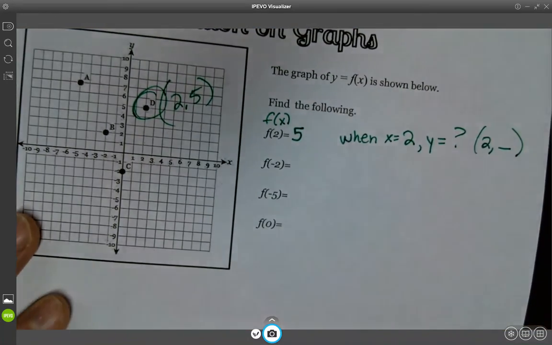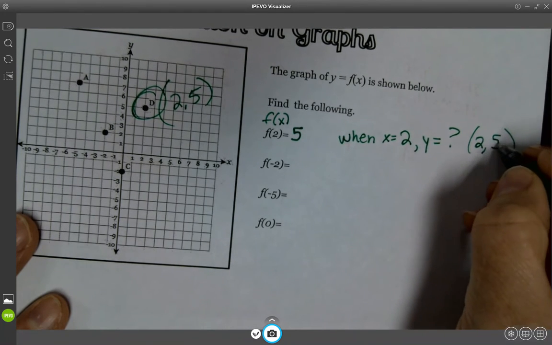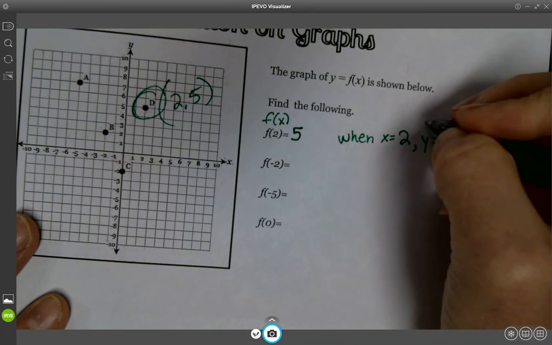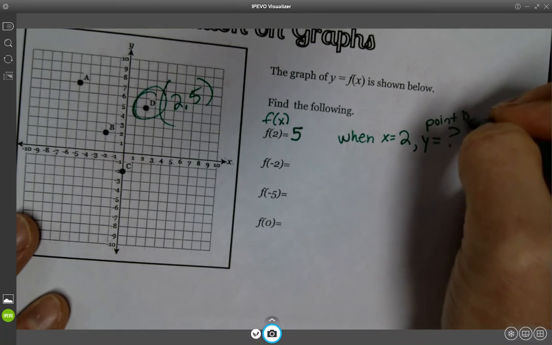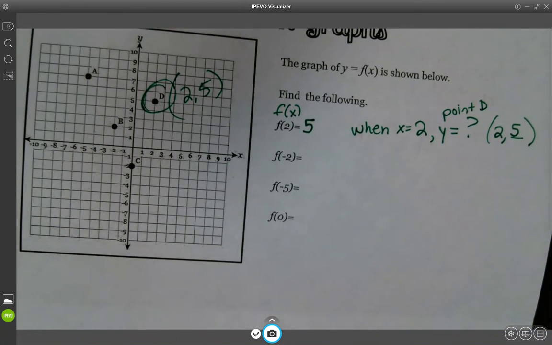So f of 2 is 5. So it's point D. I'm going to write that here too. Point D. All right, let's go to the next one.